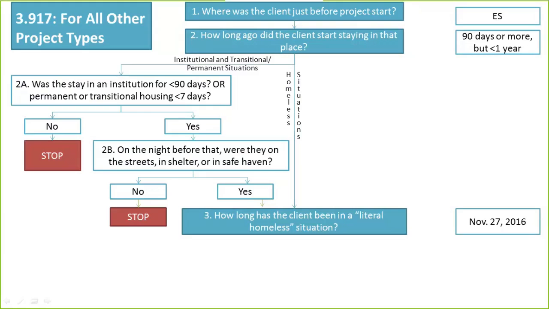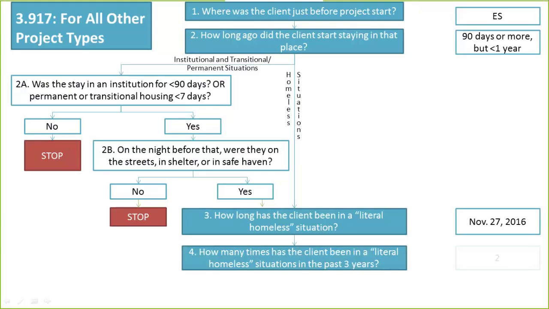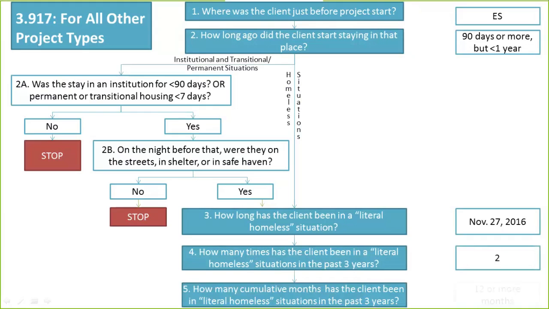As before, his only other experience of homelessness was that 3-month stay in a shelter in 2015. So therefore, he's been on the streets or in a shelter a total of 2 times in the past 3 years, for a cumulative total of 17 and a half months.